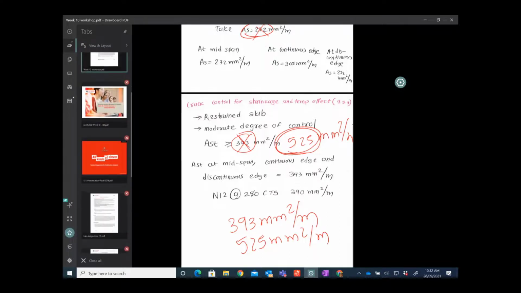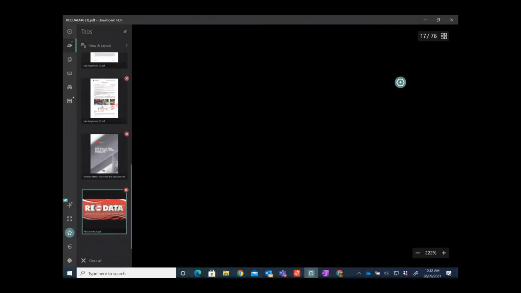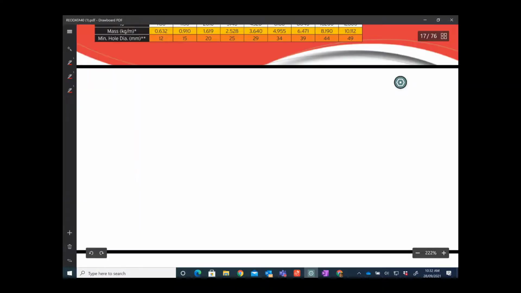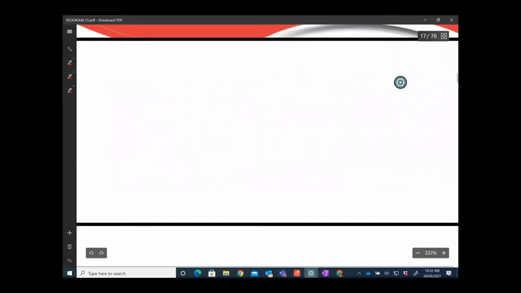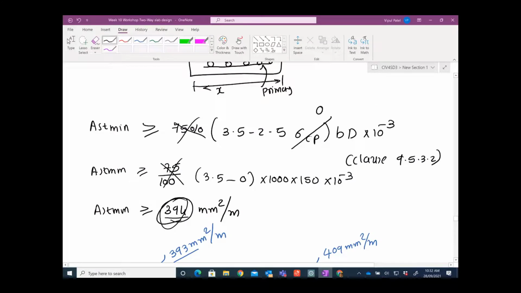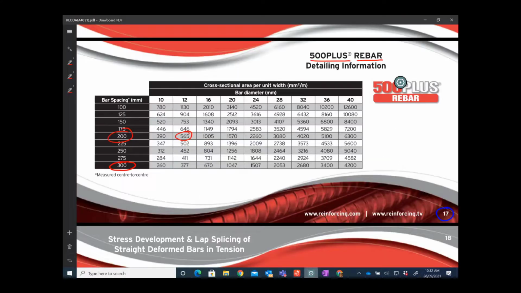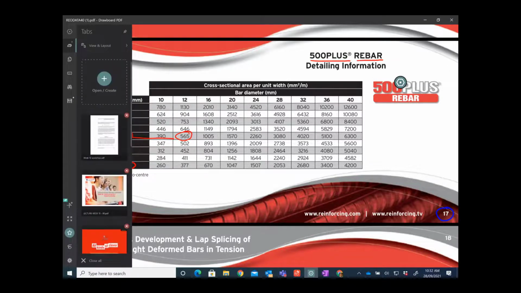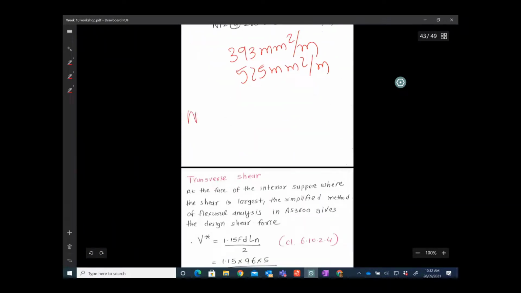Where are the Rio tables? We have 525. Yep, here you go. You can provide the center to center distance of 200. So I think we have 200 and 12 bar 565. So here in secondary directions you can provide N12 bar at the rate 200.